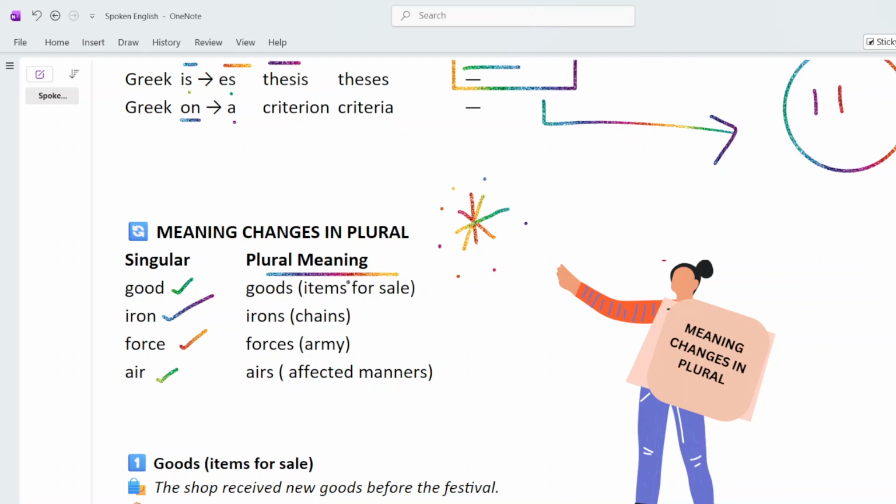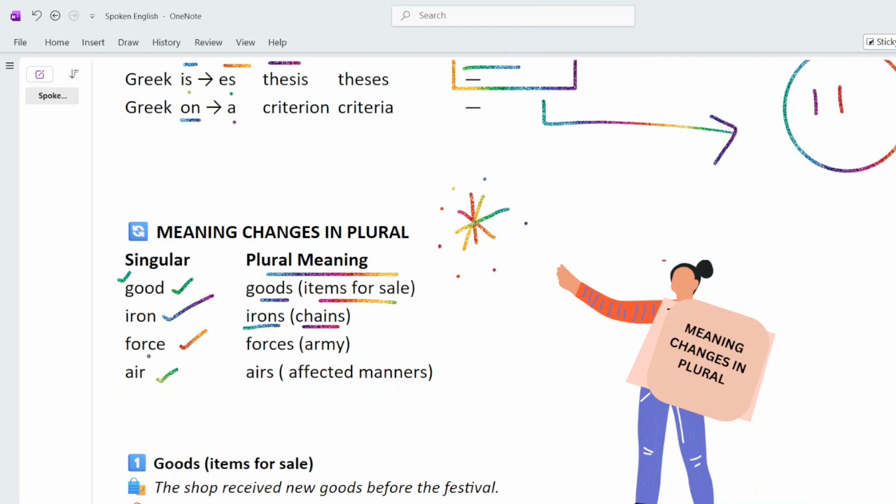Good is a quality, right? Good is a quality of a person or a thing or whatever it is. Now, what is goods? All right, is it a lot of quality? No, it is items for sale or products. Goods are items or products. Now, iron is a metal. We all know that iron is a metal, right? Now, if I say irons, what happens? It directly refers to chains, those linked chains used to tie big animals or keep them in cages and all those kinds of chains. All right, the meaning changes here.